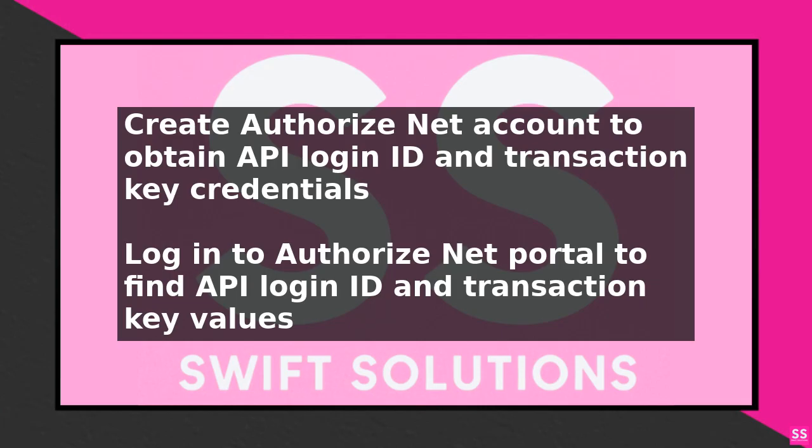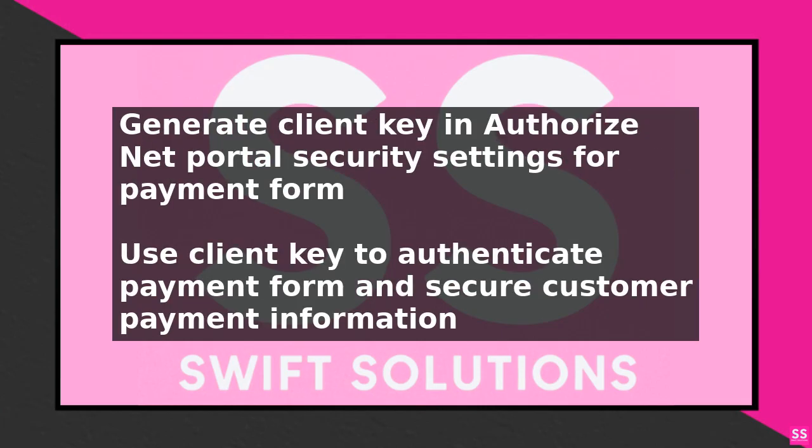First, log in to the Authorize Net portal and navigate to the Settings section. Here, you will find the API login ID and transaction key. Copy these values and store them securely, as they will be used to configure the Accept Hosted payment form.